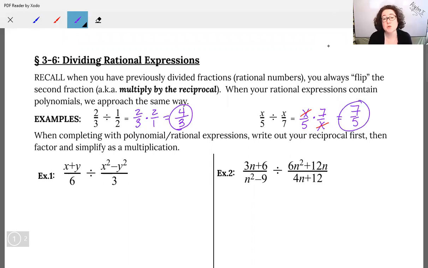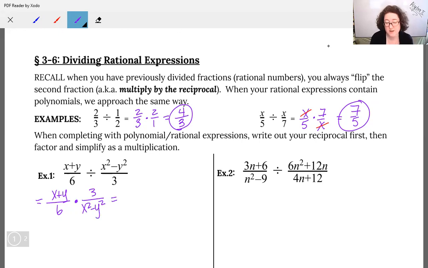So it's the same thing we're going to do with any polynomial expressions. Rewrite it as a multiplication problem, and then just pick up with the same steps we did in our last lesson: factor everything out, and then see which factors you can simplify. So our first example, (x + y)/6 divided by (x² − y²)/3. So I can first rewrite it. The first expression, (x + y)/6, stays put, but then we're going to multiply by the reciprocal of the second fraction, so 3/(x² − y²).